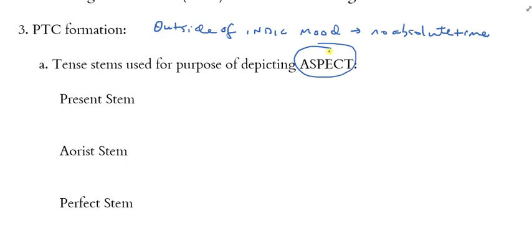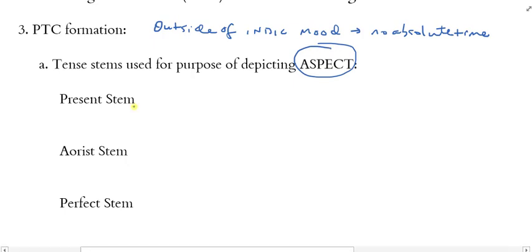The writer is going to make a choice of the present stem versus the aorist stem based on a portrayal of the verbal action as it unfolds in time. If the writer wants to focus your attention on the unfolding of it through time, then he would use the present stem. If the writer just wants to give you the action as a summary action, a complete whole, then he would use the aorist stem, all right?